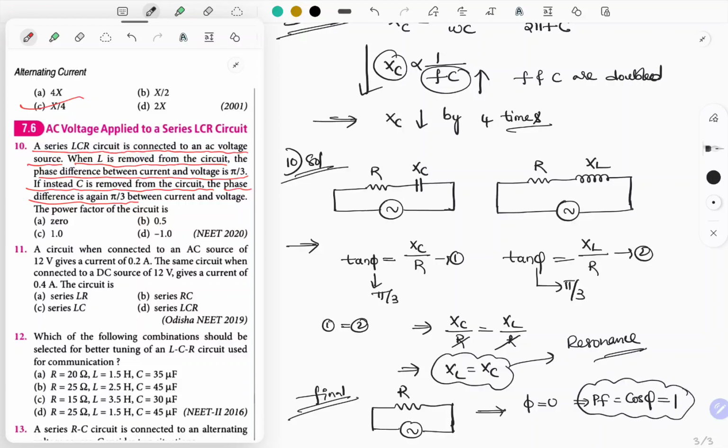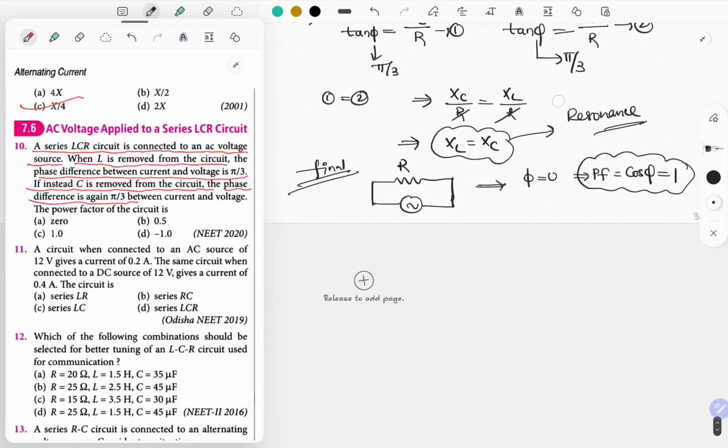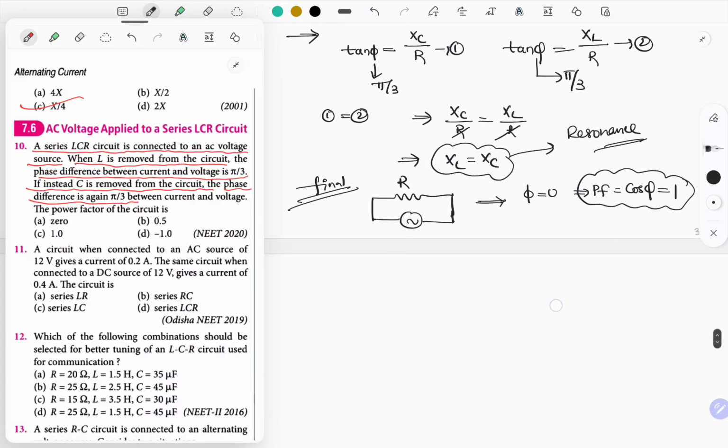For a pure resistive circuit, the power factor is 1. For a pure inductor and for a pure capacitor, the power factor is equal to 0, because the phase difference between voltage and current is going to be 90 degrees in that case. Okay, next, question number 11.